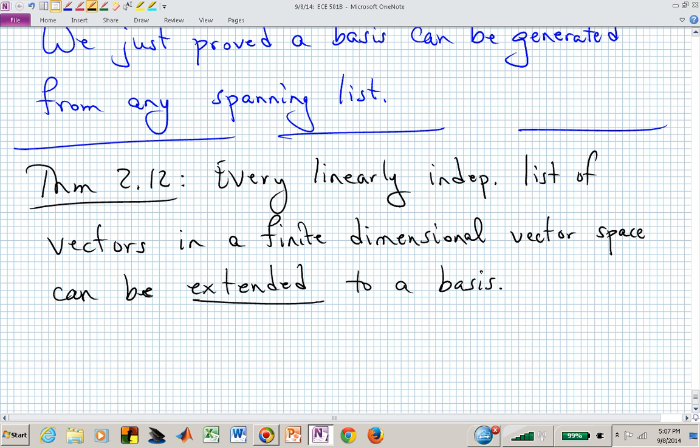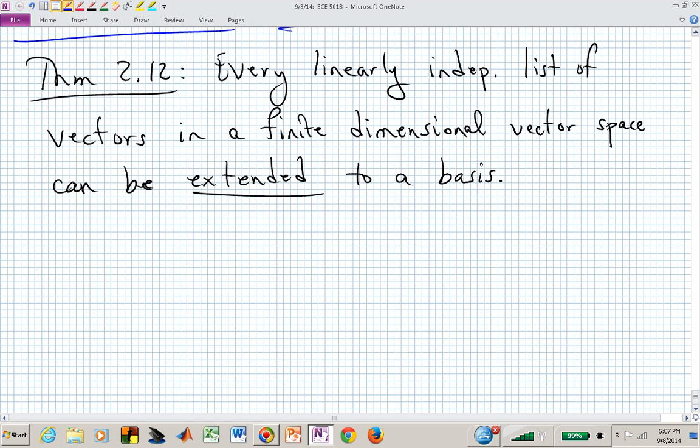This theorem says if I do give you a linearly independent set of vectors, you can actually grow it or extend it until it becomes a basis, if it's not a basis to begin with. And that's a nice thing. So we know how to remove from a spanning list to get a basis. We now have a theorem that says we can add to some linearly independent vectors to create a spanning list. Let's see if we can show or prove that.